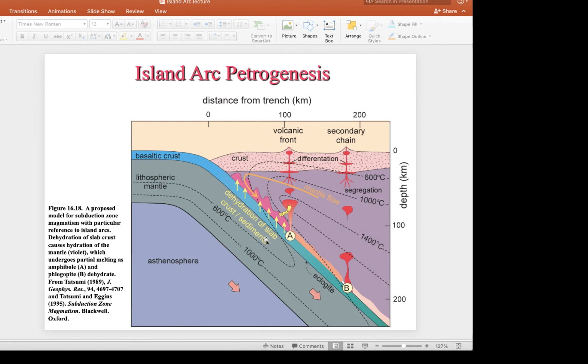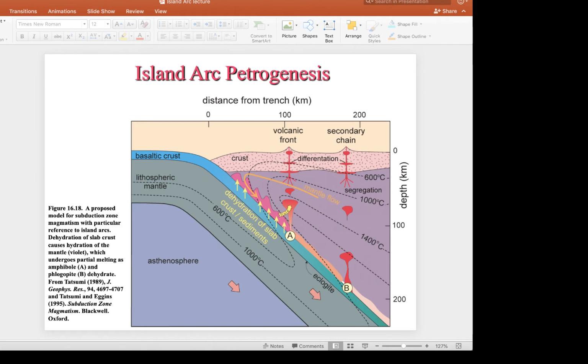Now, an important aspect of this diagram is these isotherms. Notice that as we go deeper and deeper, we hit the 600-degree isotherm, a little bit deeper still, we have the 1,000-degree isotherm. And we have some isotherms over here. Here's a 600-degree isotherm, and here's a 1,000-degree isotherm. And it gets hotter still as we go deeper. But subduction messes all these up. It creates a little bit of havoc.